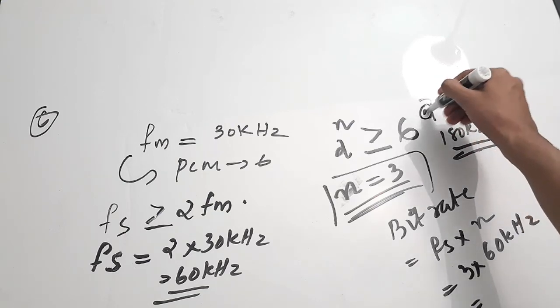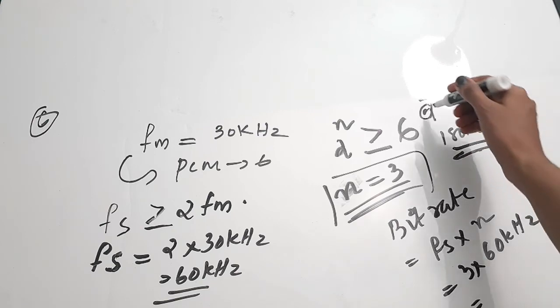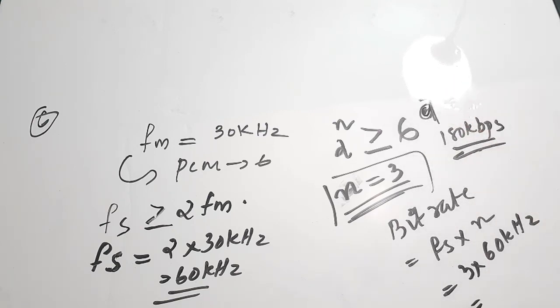This was a little bit twisted question, but try to do more and more questions which you find difficult. Then it becomes easy. Option D is the correct answer for your 6th question. Moving on to the 7th question.